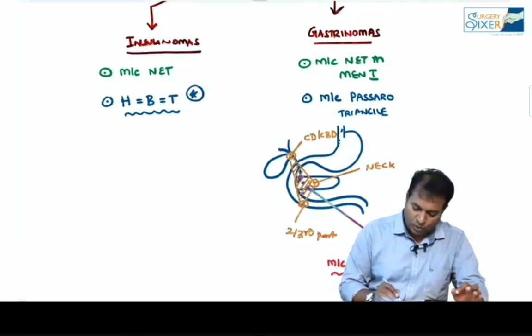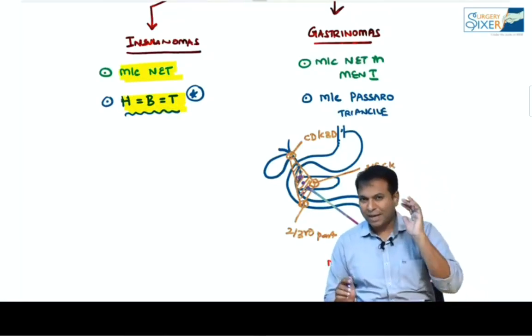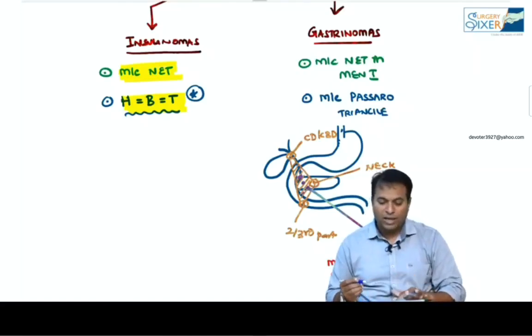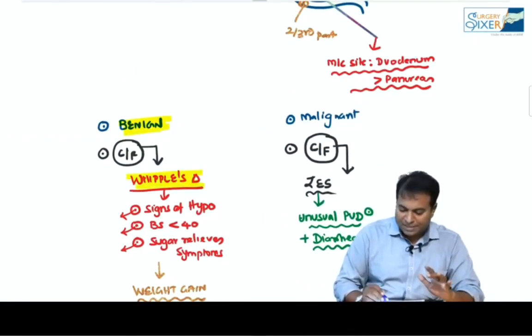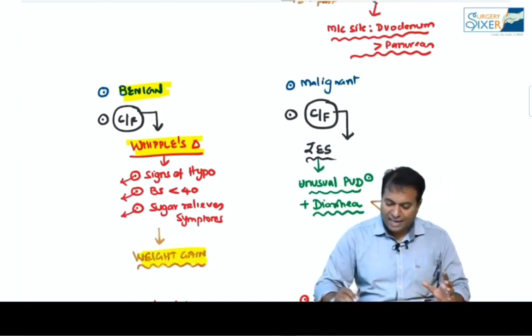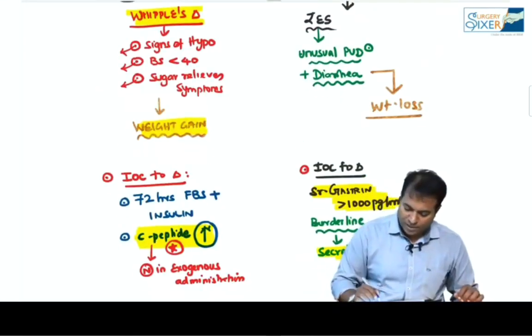So the most common neuroendocrine tumor overall is insulinoma. Insulinoma is equal in head, body and tail. Though some books say head as the answer, the point you should follow is head equals body equals tail. Carcinoma is common in Passaro triangle. Insulinoma is benign and follows Whipple's triad, and therefore there is weight gain. In carcinoma, there is so much diarrhea and peptic ulcer, therefore there is weight loss. To diagnose, we use 72 hours fasting blood sugar, and here serum gastrin.